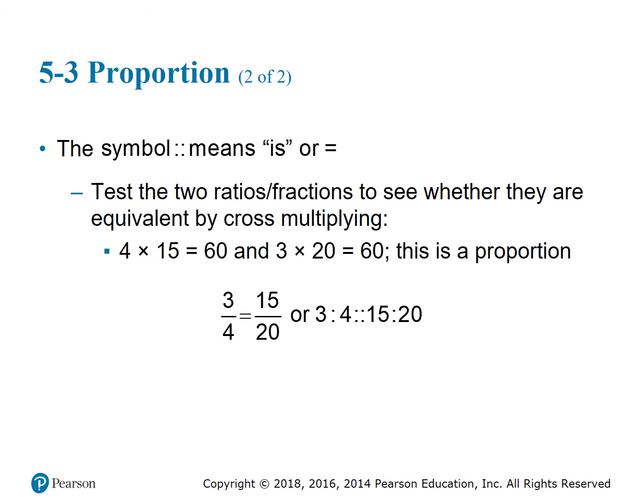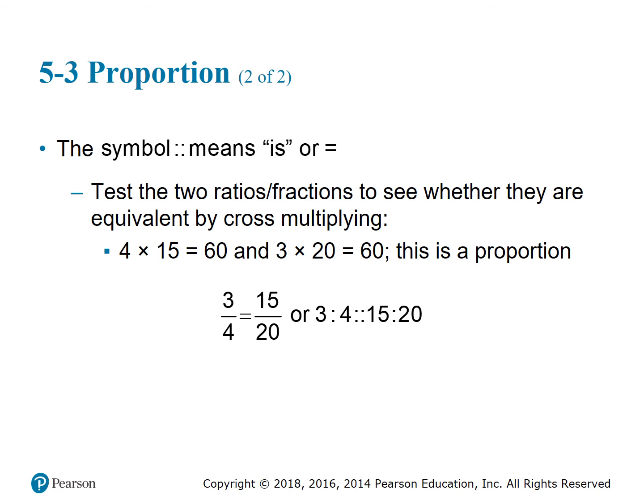So to test two ratios or fractions to see whether they're equivalent, we multiply diagonally, or what we say cross multiply, right? If the two numbers that are diagonal result in the same number when they are multiplied, then you are working with a proportion. Proportions are powerful tools in healthcare, and you can rely on them for solving a majority of your math conversions and problems. So let's take a look at this, right?